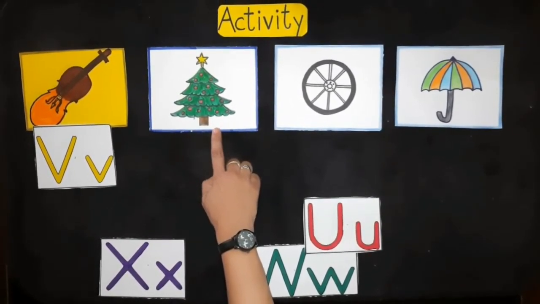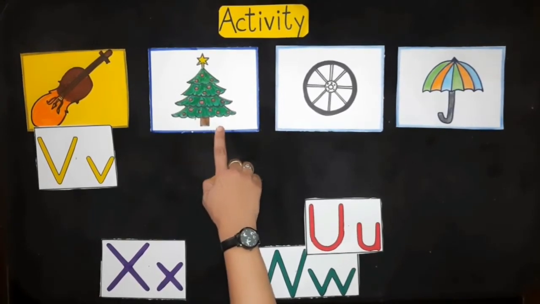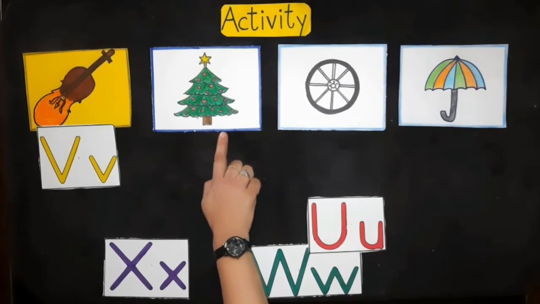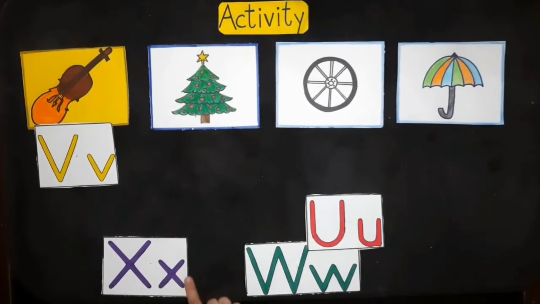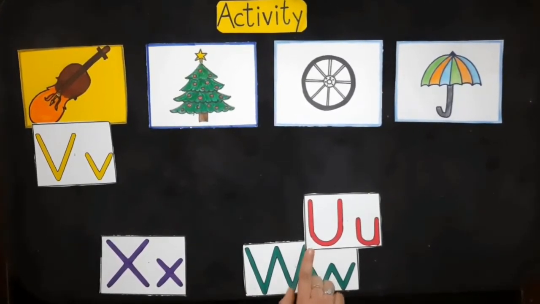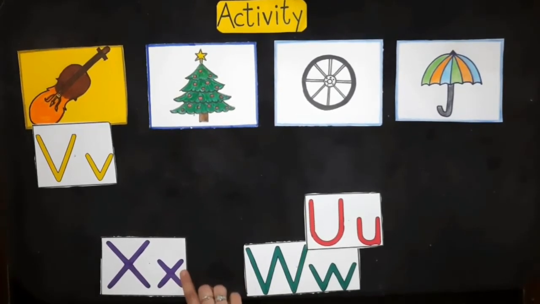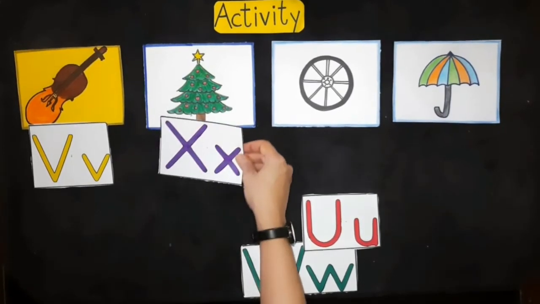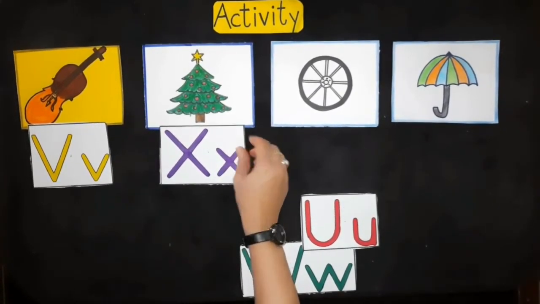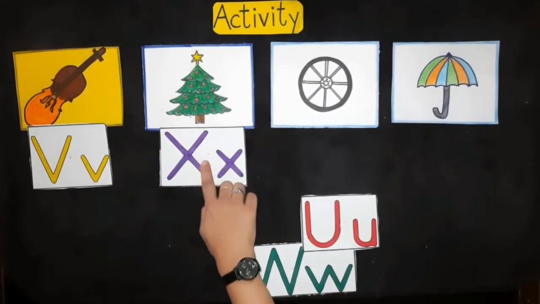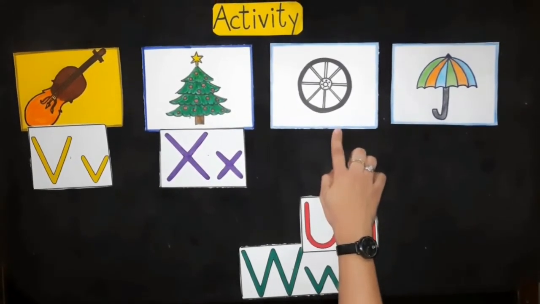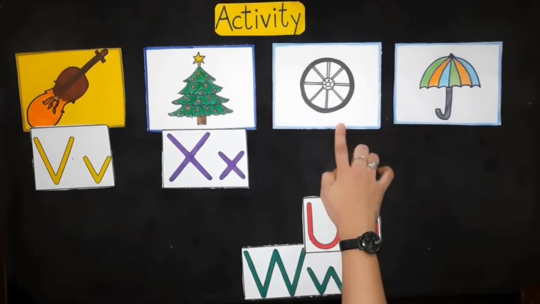Yes, Xmas tree. So children, Xmas tree starts with which alphabet? Yes, X. So where is alphabet X? Let's find out. This is alphabet X. Yes. So we will place alphabet X under the picture of Xmas tree. X for Xmas tree. Now tell me children, which picture is this?